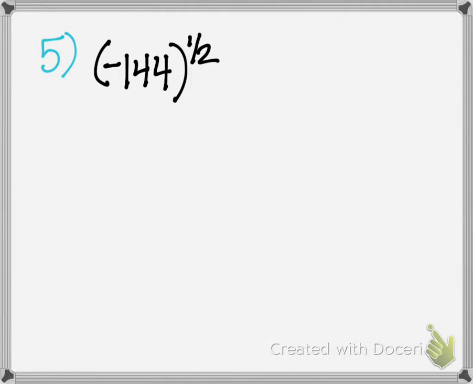Okay, so first thing when we see this problem, we see the fraction exponent. So that means we're going to need a radical symbol. And then remember, the numerator goes inside, denominator goes outside. So we know this is going to be a square root.